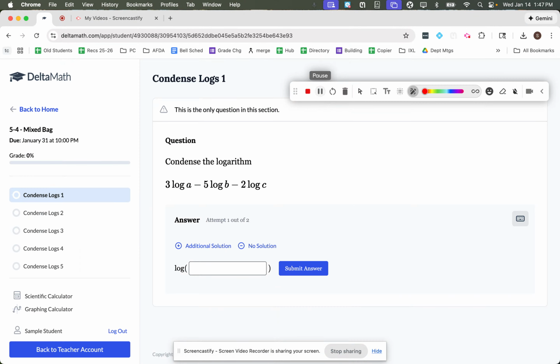Okay, let's look at condensing these log expressions. First thing I want you to notice is that you do not have to type in log after you've condensed. So it's already there for you. And some of these are trickier because you have three terms.